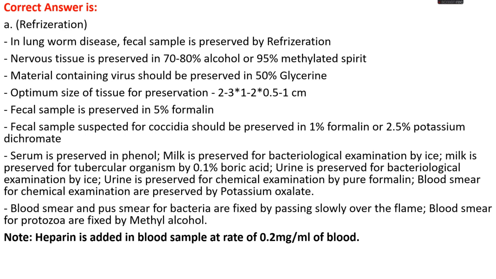Okay, serum is preserved in phenol. Milk is preserved for bacteriological examination in ice. Okay, milk is preserved for tubercular organisms by 0.1% boric acid. Urine is preserved for bacteriological examination in ice. Urine is preserved for chemical examination in pure formalin. Blood for chemical examination is preserved by potassium oxalate. Okay, blood smears and pus smears for bacteria are fixed by passing slowly over a flame, while blood smears for protozoa are fixed by methyl alcohol. Okay. There's a note that heparin, a natural anticoagulant, is added to a blood sample at a rate of 0.2 mg per ml of blood.